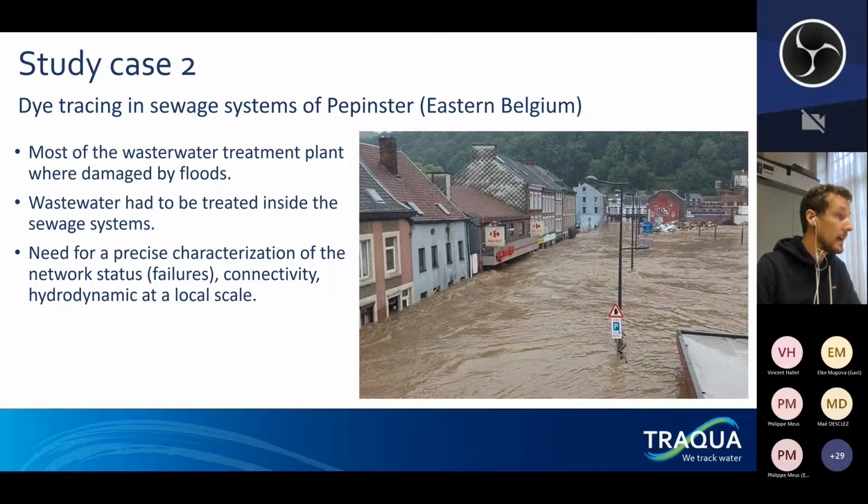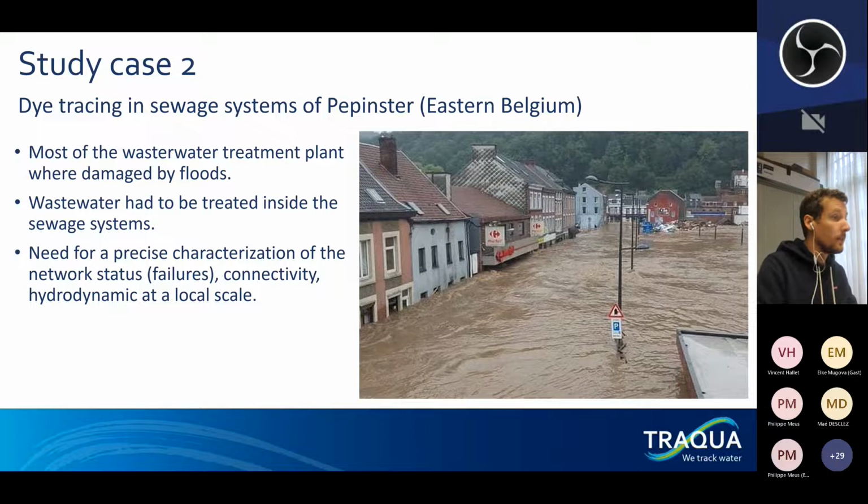And in this area, quite commonly, the sewage system is built along the rivers. Since this event, a lot of the sewage pipes were damaged, and the most problematic issue was the loss of the wastewater treatment plants that were damaged by the flood. And so, for more than 1 year, the wastewater of 150,000 people has been flowing directly into natural rivers without any treatment. To tackle this issue, the wastewater has to be treated inside the sewage system directly.